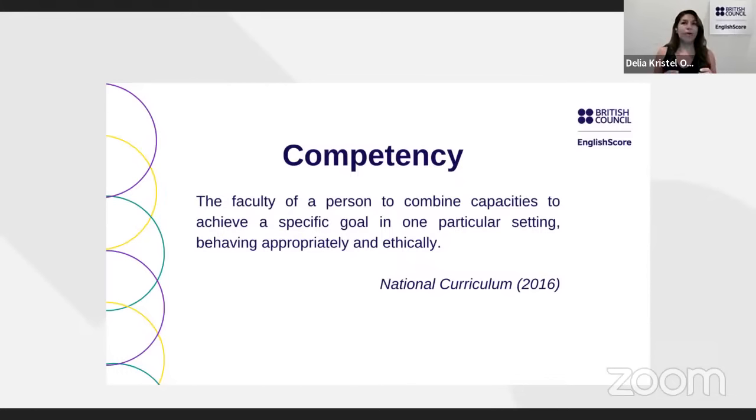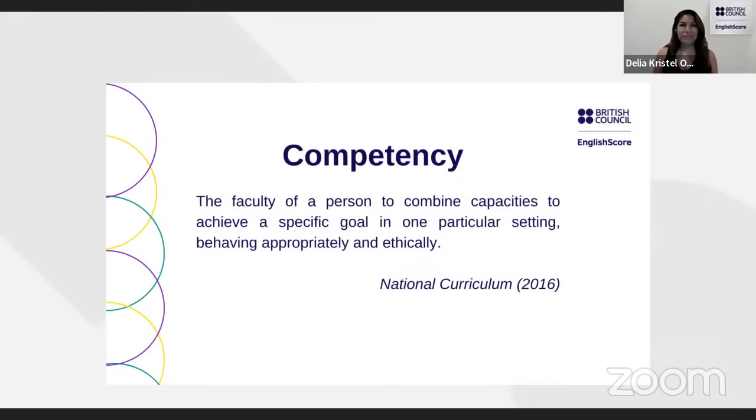And my question now, I would like you to reflect on: this is the competency. I'm pretty sure that we all know this definition very well, but let's try to reflect. This is the competency on a general basis for all the subjects, but if I try to specify how the competency is for the English area, what kind of capacities, what kind of goals, what kind of settings are we supposed to achieve as the competency for the English area in our students?